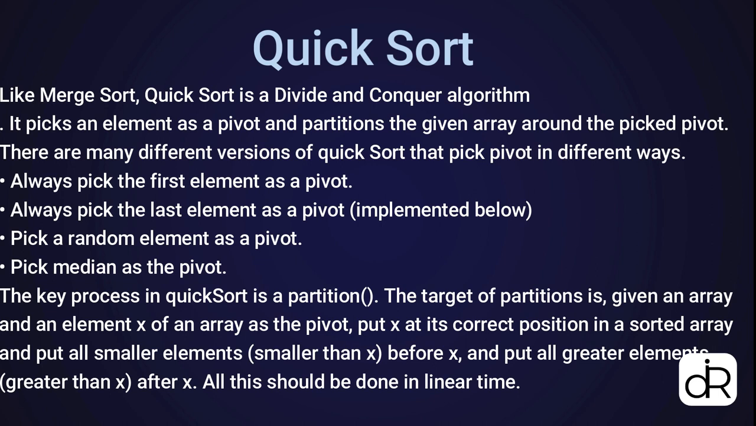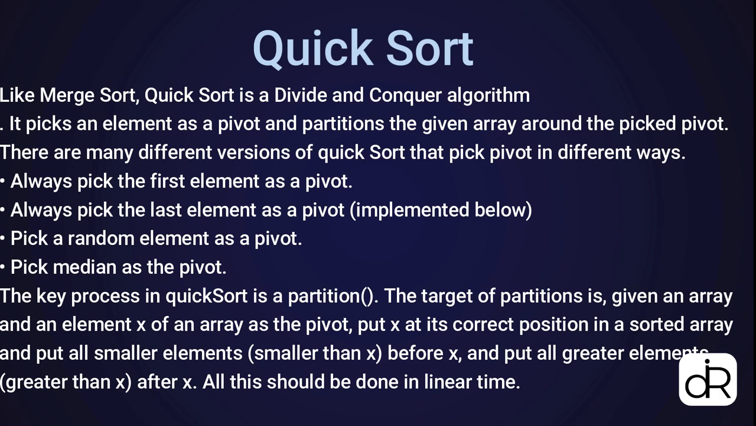The quick sort is like merge sort. Quick sort is a divide and conquer algorithm. It picks an element as a pivot and partitions the given array around the picked pivot. There are many different versions of quick sort that pick the pivot in different ways. So there are some options here: always pick the first element as the pivot, always pick the last element as the pivot, pick a random element as the pivot, or pick the median as the pivot.